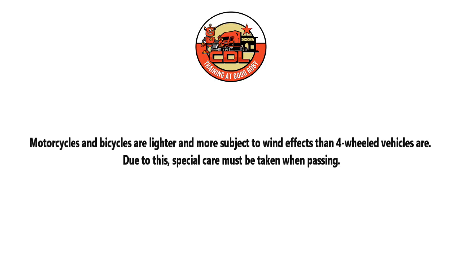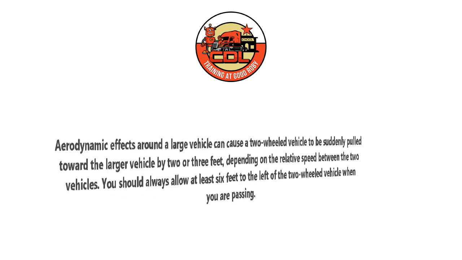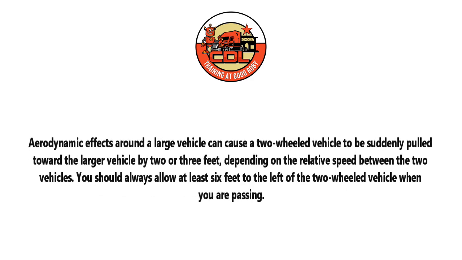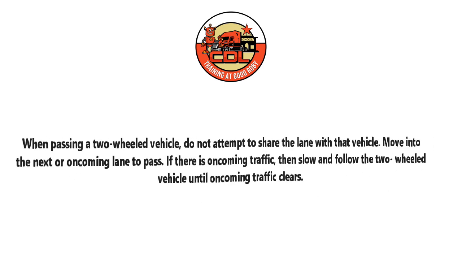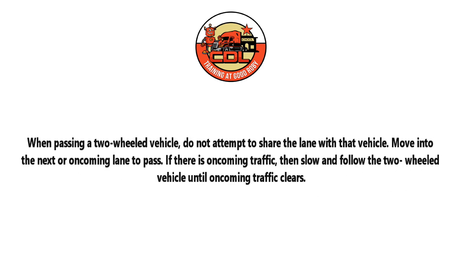Motorcycles and bicycles are lighter and more subject to wind effects than four-wheeled vehicles are. Due to this, special care must be taken when passing. Aerodynamic effects around a large vehicle can cause a two-wheeled vehicle to be suddenly pulled toward the larger vehicle by 2 or 3 feet, depending on the relative speed between the two vehicles. You should always allow at least 6 feet to the left of the two-wheeled vehicle when you are passing. When passing a two-wheeled vehicle, do not attempt to share the lane with that vehicle. Move into the next or oncoming lane to pass. If there is oncoming traffic, then slow and follow the two-wheeled vehicle until oncoming traffic clears.